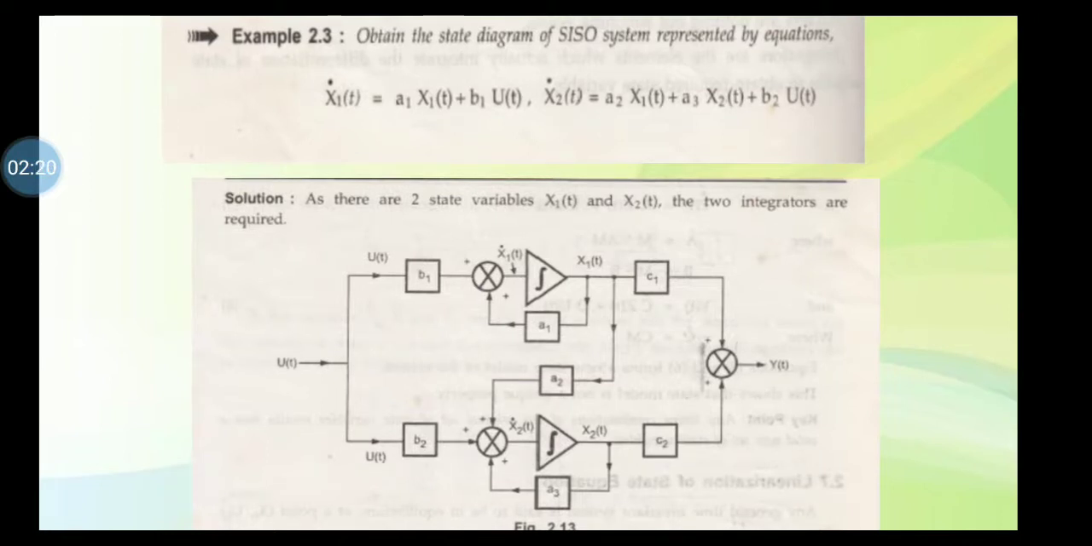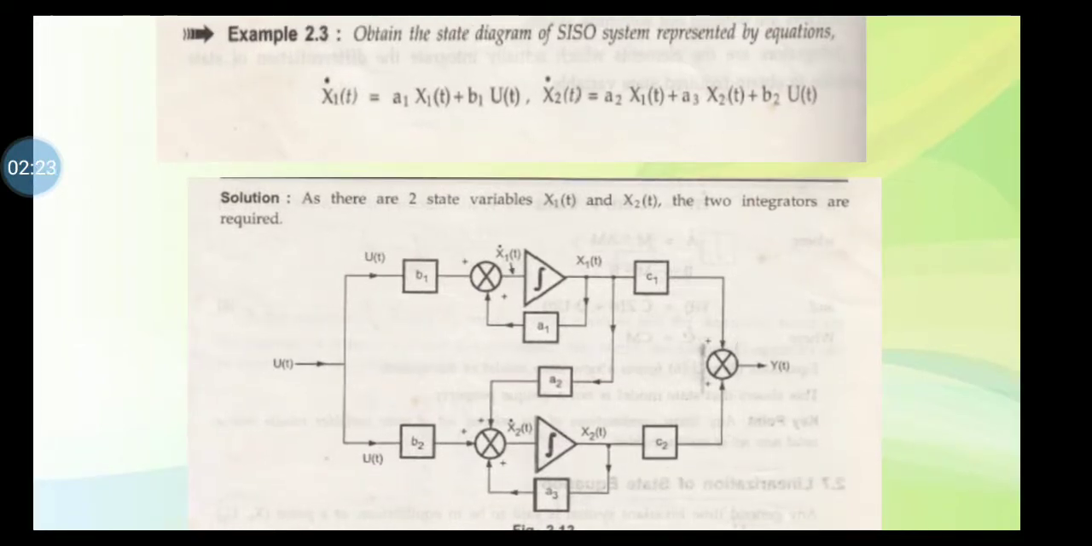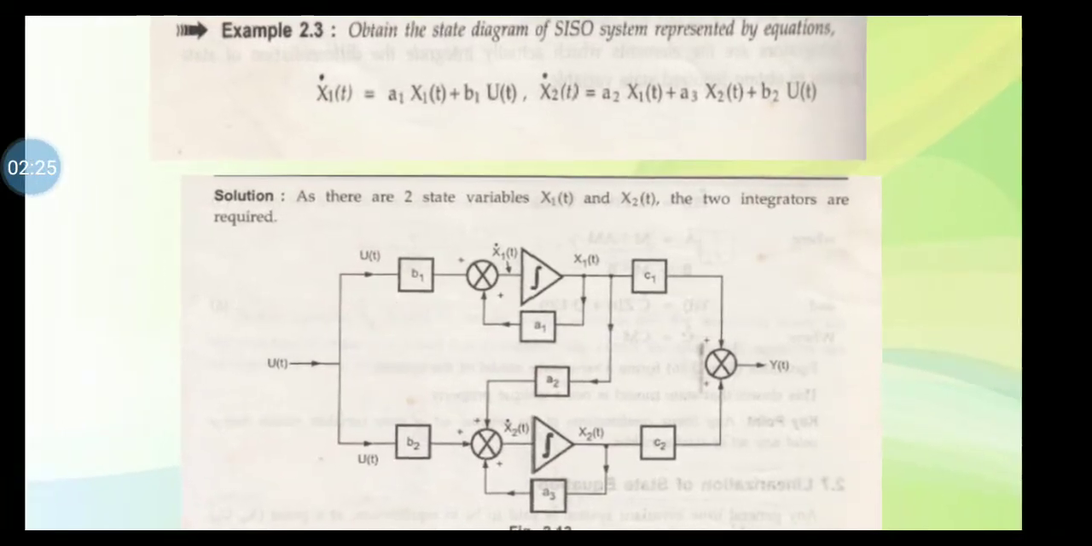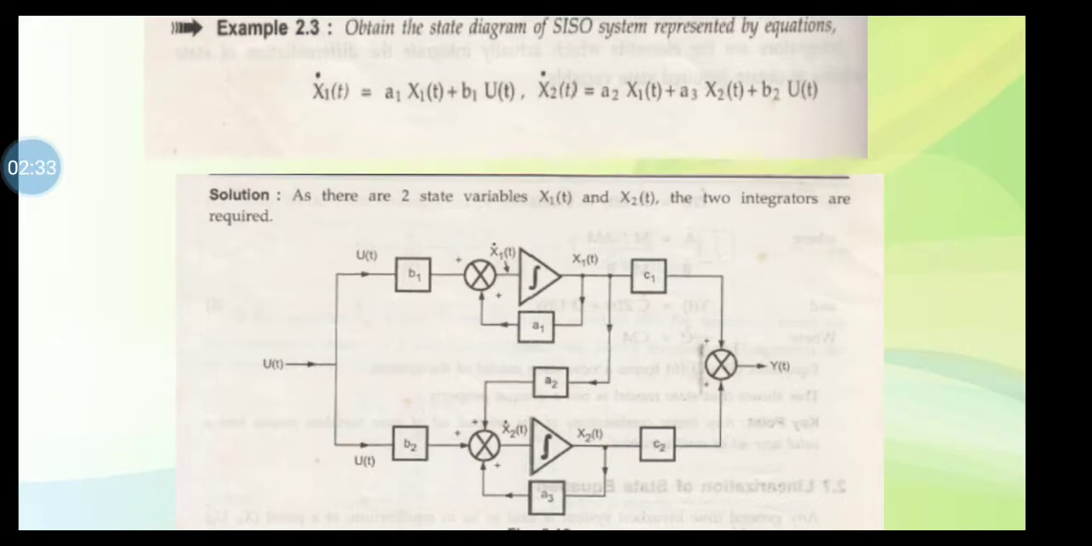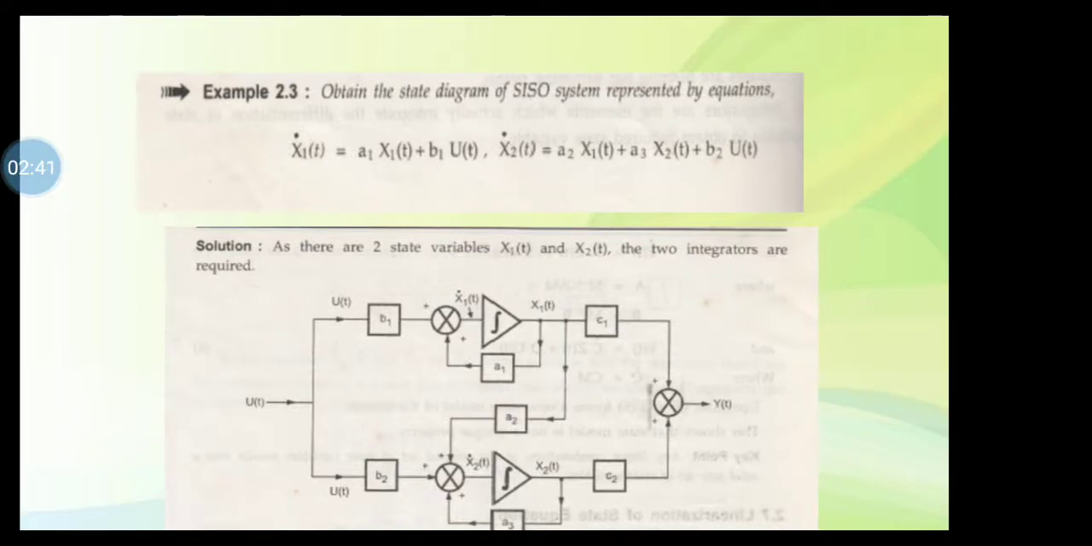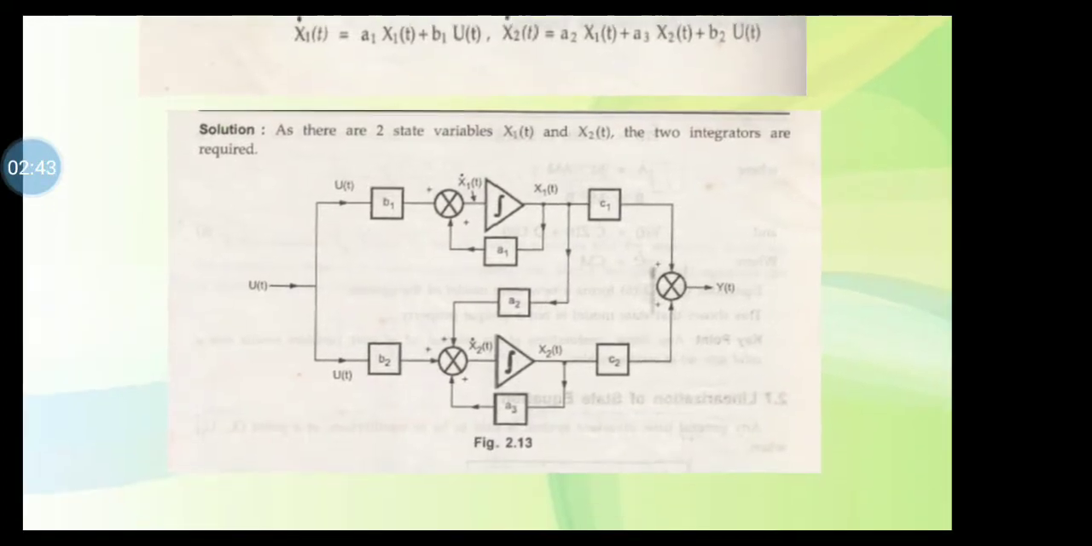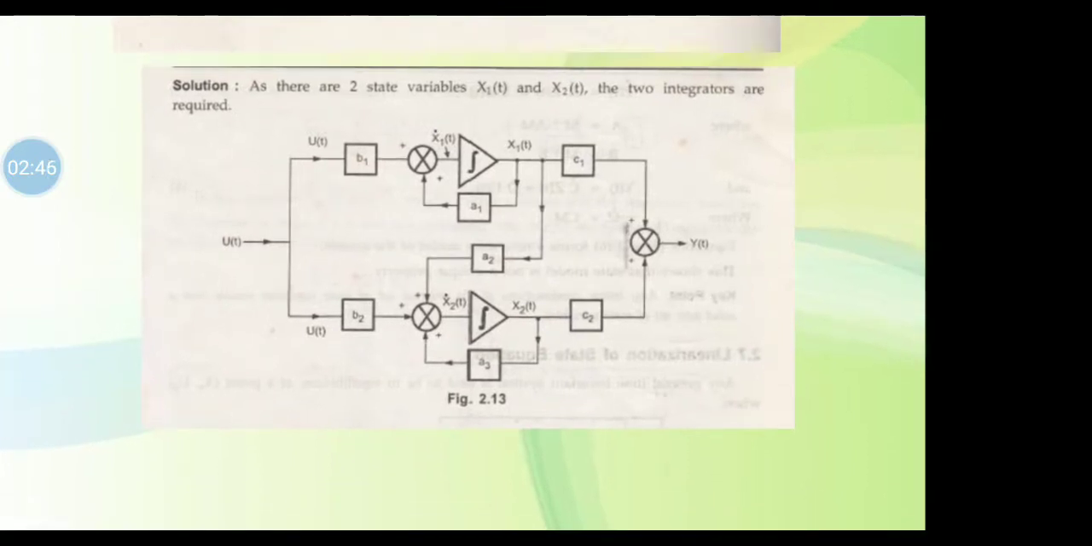Then we will see the problem. The statement of the problem is: obtain the state diagram of the SISO system represented by the equations x1 dot t is equal to a1 x1 t plus b1 u of t and x2 dot t is a2 x1 t plus a3 x2 t plus b2 u of t. So x1 dot t and x2 dot t are given. There are two state variables x1 t and x2 t. Then two integrators are required. So here you can see one integrator, and here is another integrator.